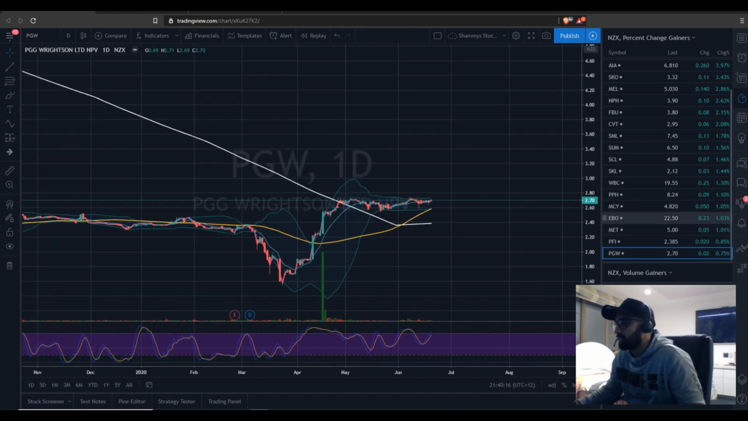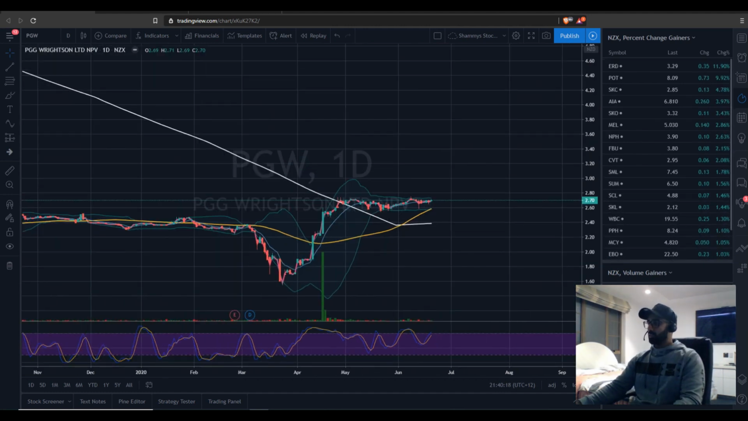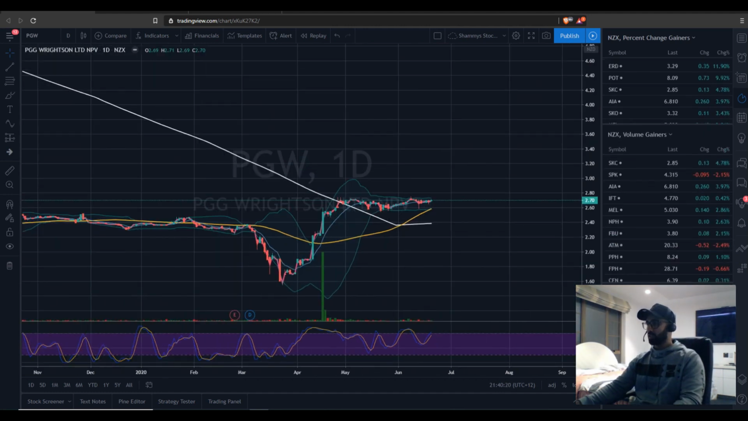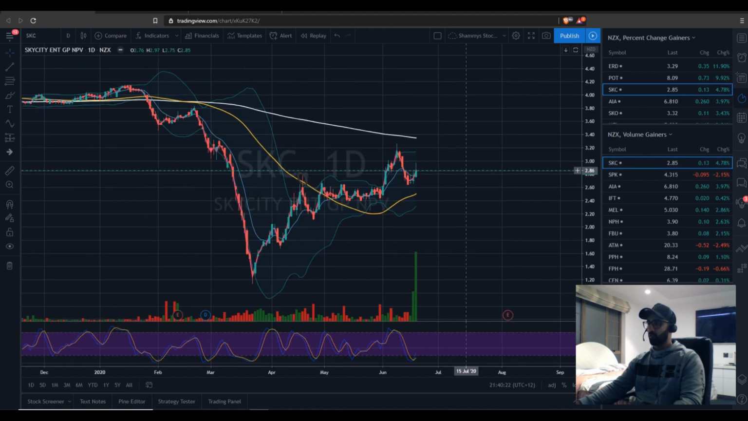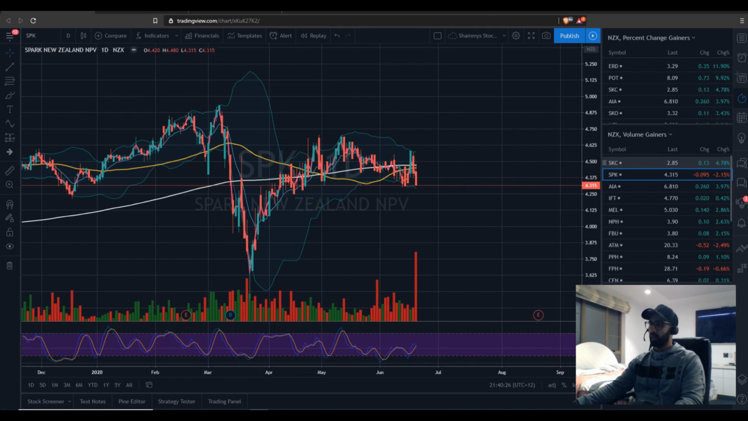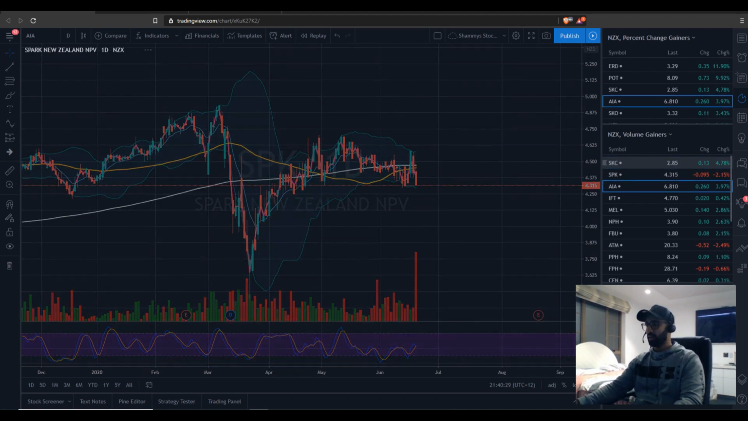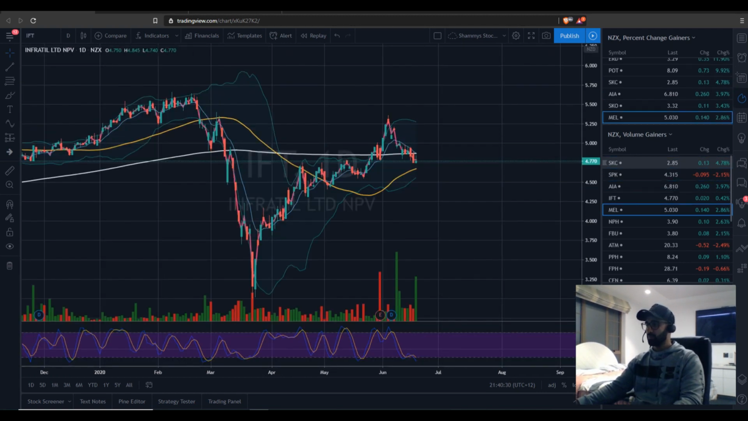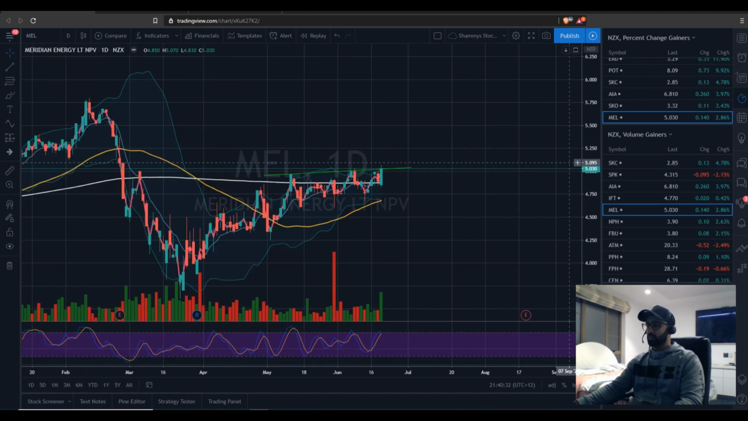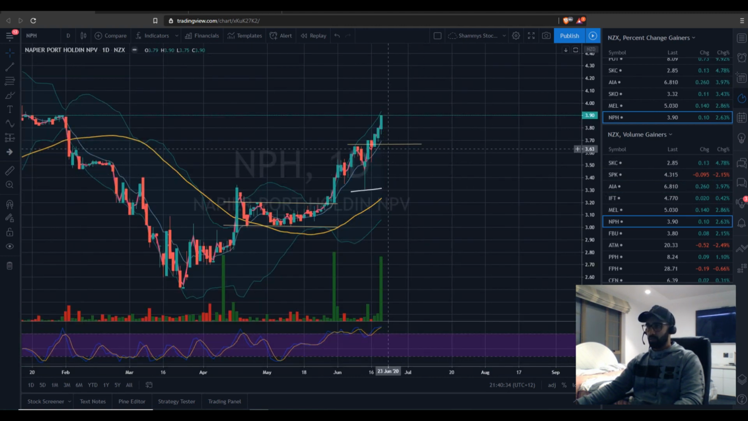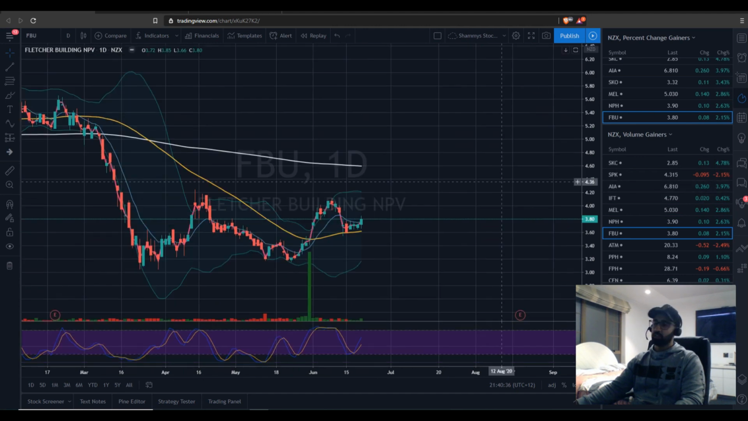Alright, so let's look at some of these volume gainers. This is where the institutional volume is. This is your big companies like Sky City, Spark, AIA, IFT. Where's the big money going? So that's just a little about the hot list.